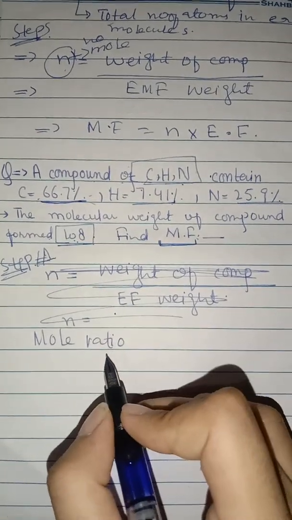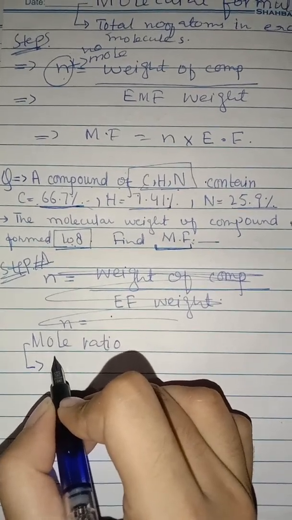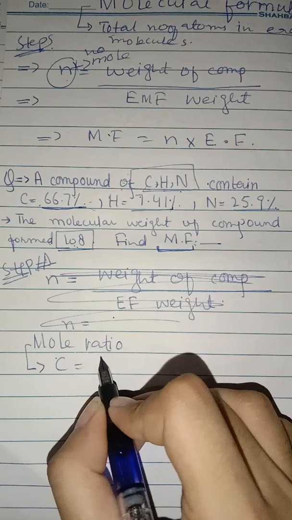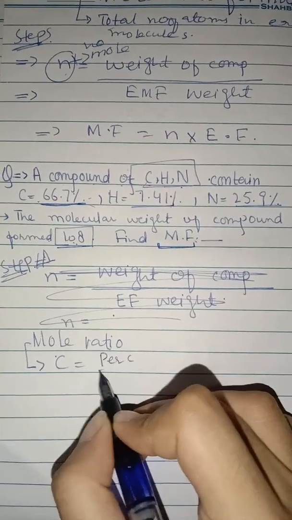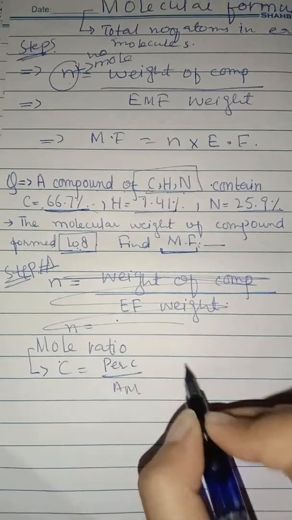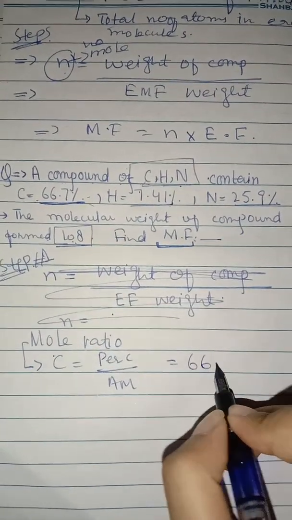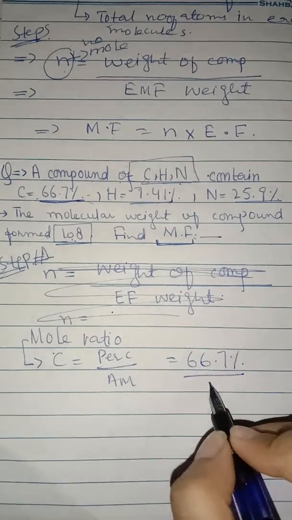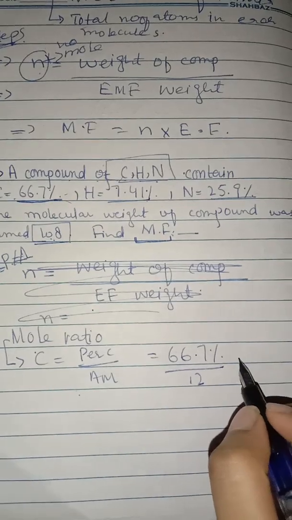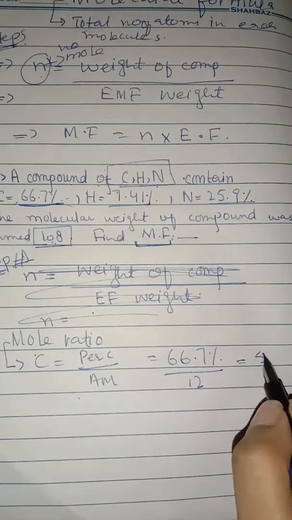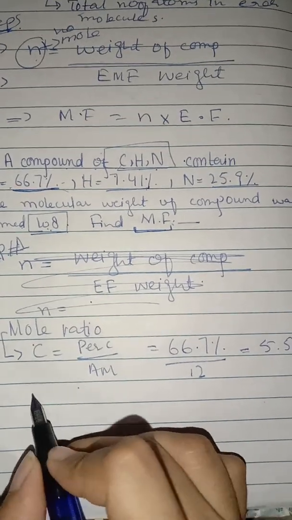As I told you in the previous video, to find the mole ratio, the formula is the percentage divided by the atomic mass. The percentage of carbon is 66.7 and the atomic mass of carbon is 12. So the answer would be 5.5. It is the mole ratio of the carbon.